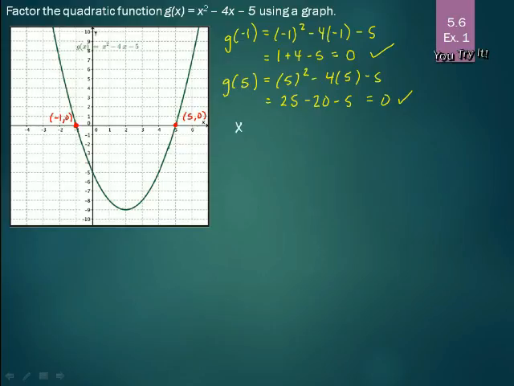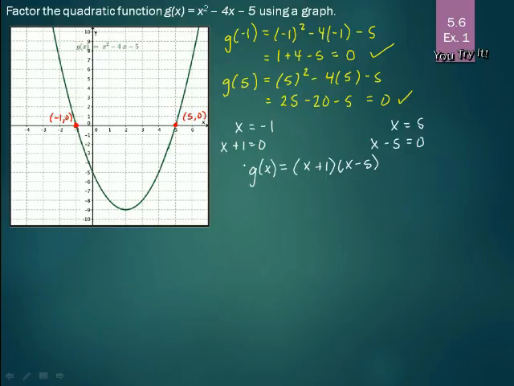And so we know that x will equal negative 1, and then x will equal 5. To make each of these equal to 0, we can add 1 to the other side and get x plus 1 equals 0, and then subtract 5 to get x minus 5 equals 0. And so the factors that make g of x equal 0 are going to be x plus 1 and x minus 5, because if one of those were 0, then g of x would be 0, which is what makes those intercepts. And so there's our equation.